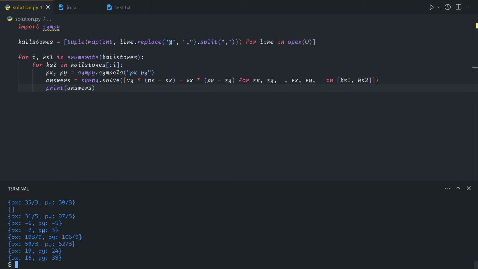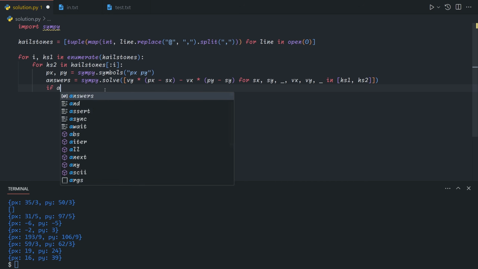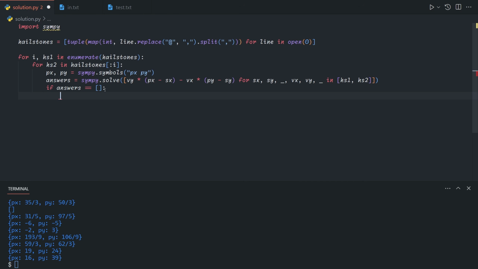this is what we get. Sometimes it's empty, because sometimes there are no answers. And so if answers is the empty list, that means that the lines are parallel, and so we continue. Otherwise, we can say x, y equals answers[px] and answers[py]. Note that it's not a mistake that I'm not quoting this as strings. The keys are actually the symbols here and not the names of the symbols.